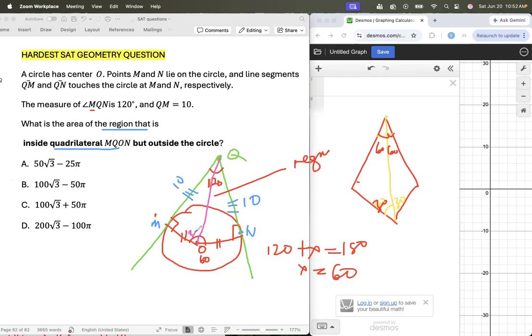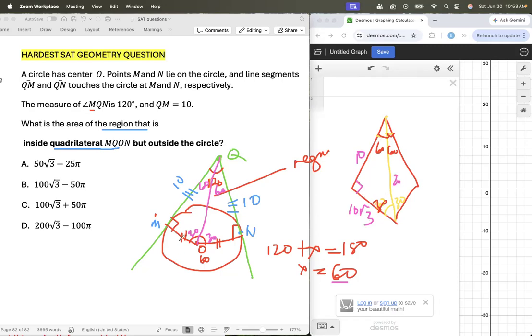Now I have this 30, 30, and I have here 60, 60. So you basically have a 60-30 triangle, right? And we know that x is 60, so we divide it into 30. If that's the case, we know this side is 10. So if this is 10, and I have a 60-30 triangle, here has to be 10 square root of 3. That's all. And this has to be 2x.